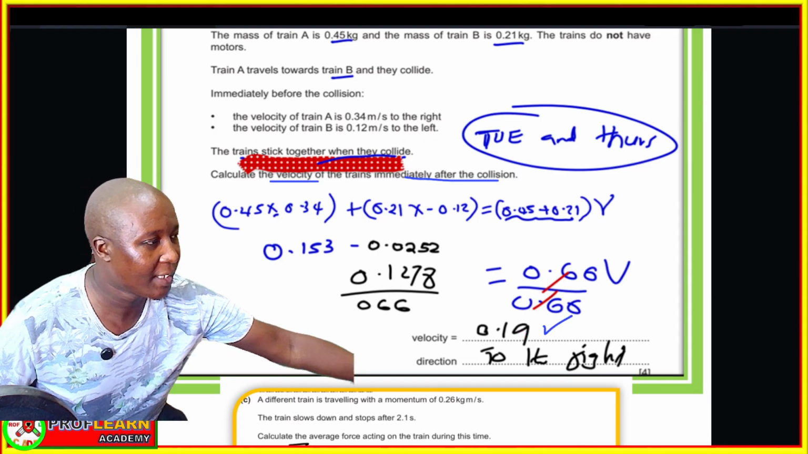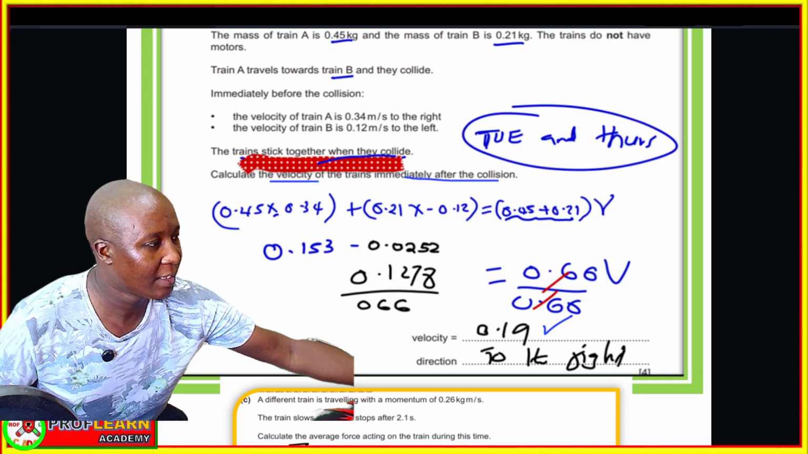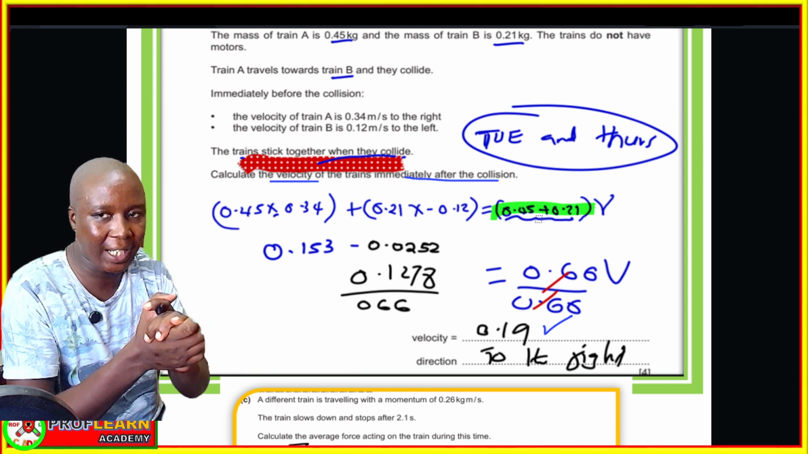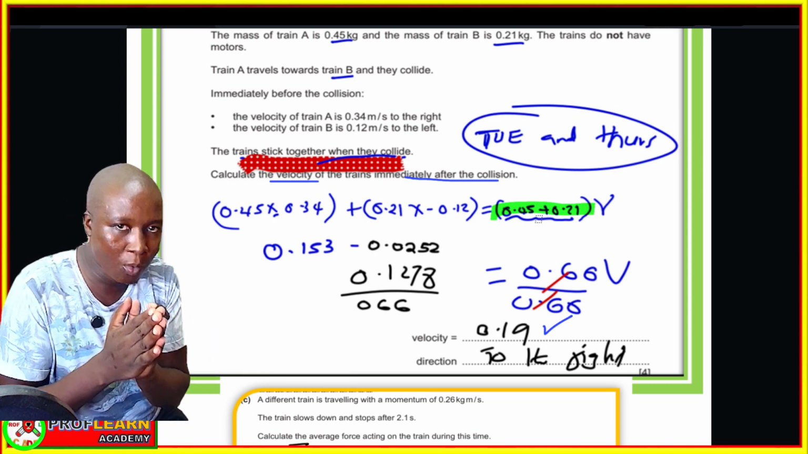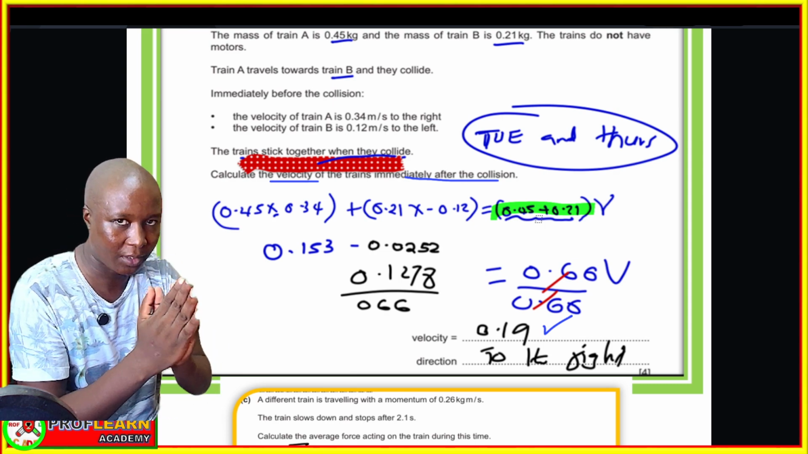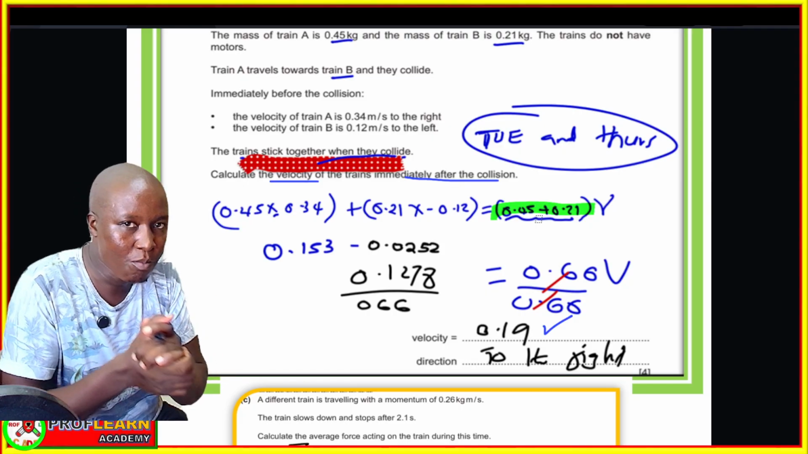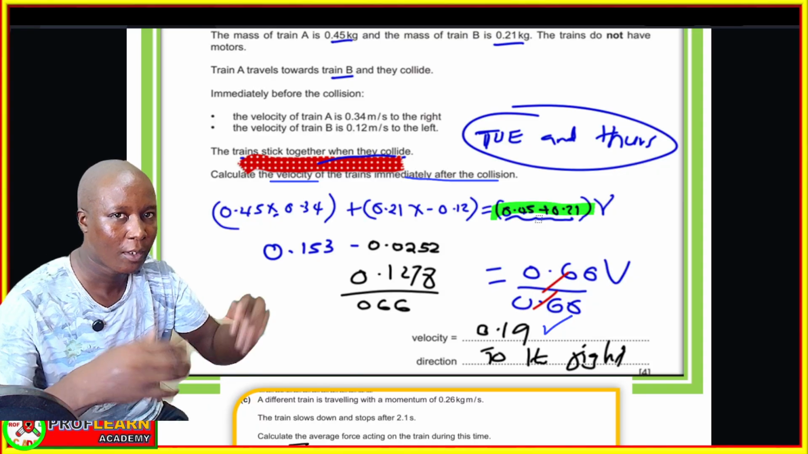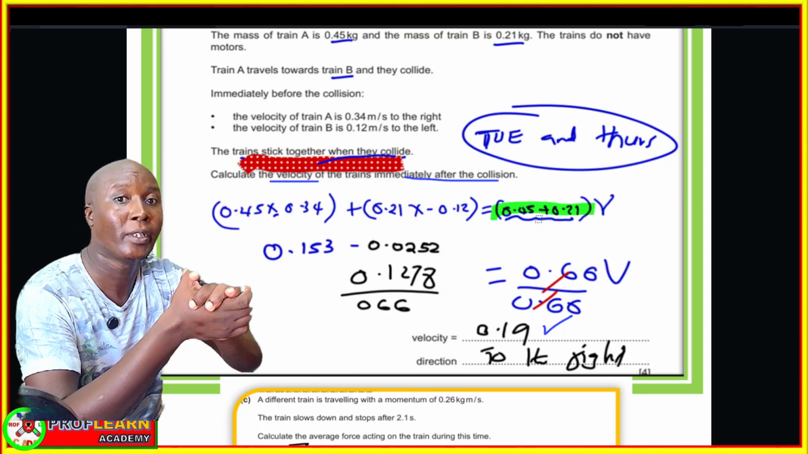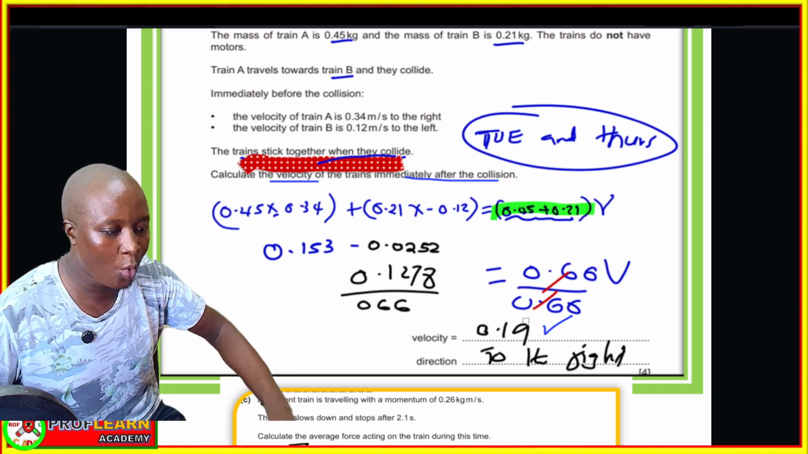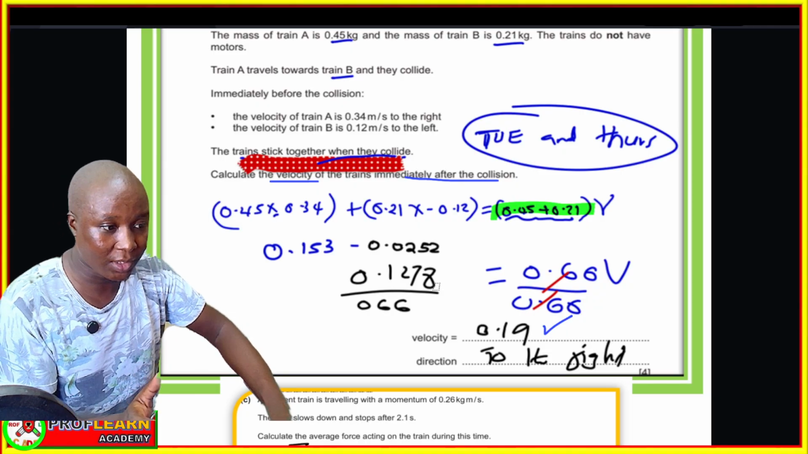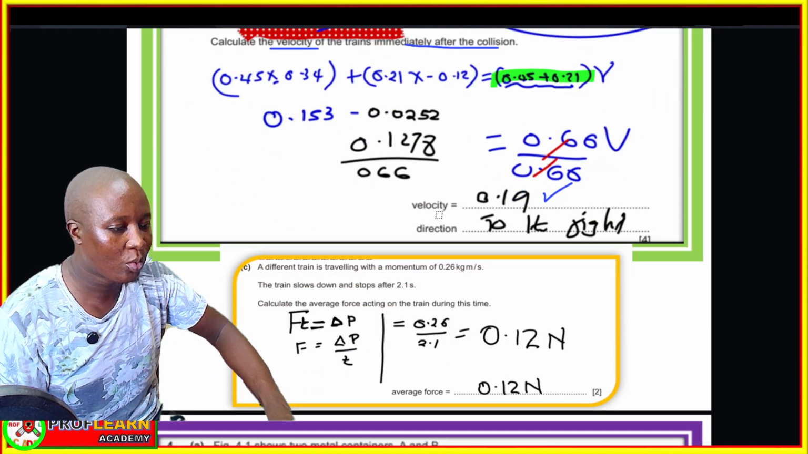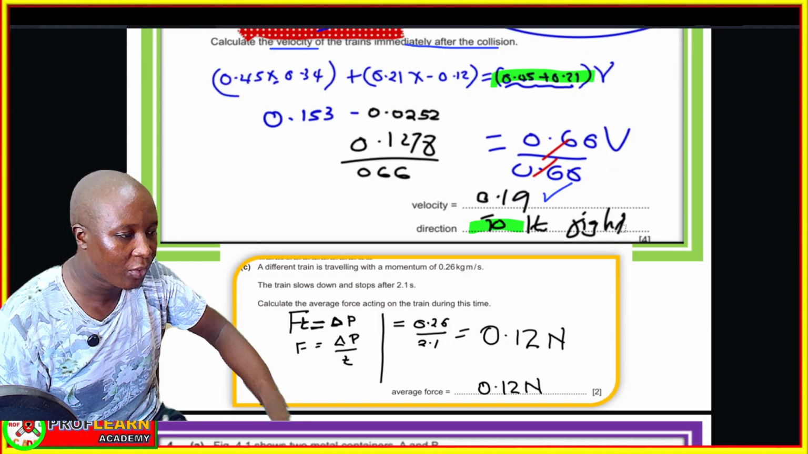Why are we adding these, guys? We are adding these two masses here because they got stuck together and moved as a single body. They stick together and they move together. So you are going to add the mass of this one and the mass of this one, and the body moves with a common velocity. If you work it out, you get a positive answer. Since in this question we said to the right is positive, then they will move to the right.